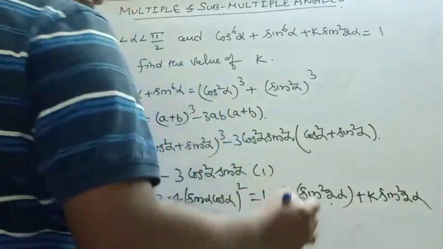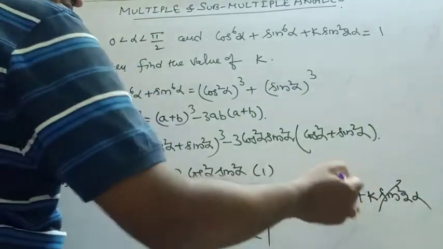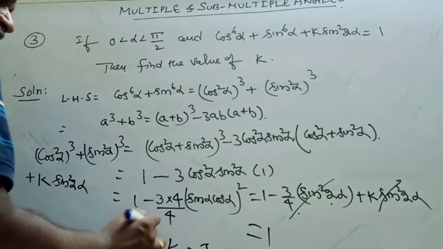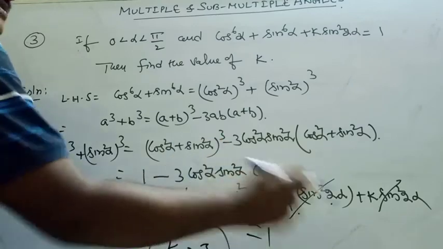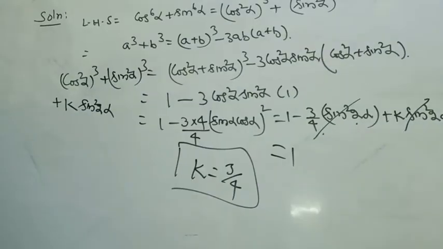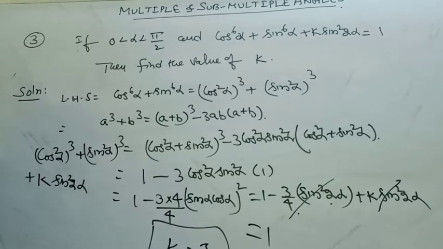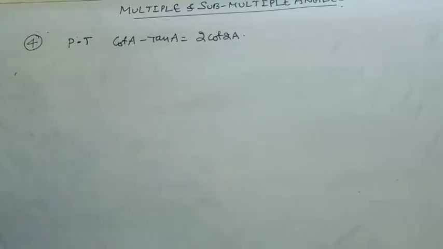If you do, they have to cancel and we are left with 1. That means in the place of k you should have 3 by 4. Then only this is possible. We can cancel and we can get 1 as the answer. That means you are going to have k value as 3 by 4. If you take k equal to 3 by 4, my dear students, then only this is possible. Then you will be getting the problem like that. Very good.